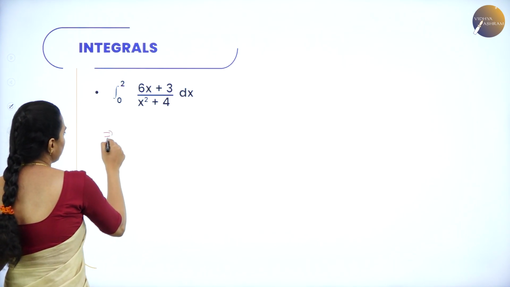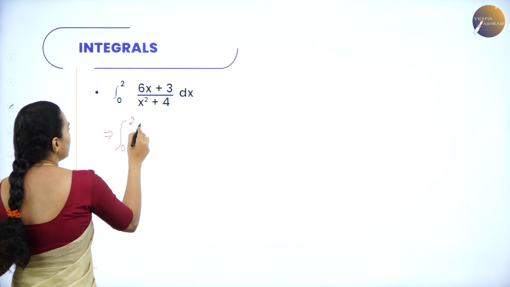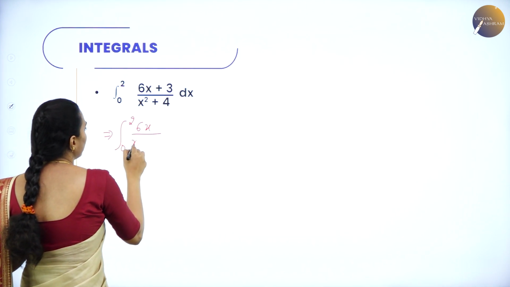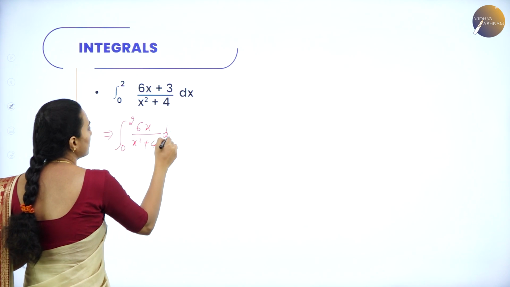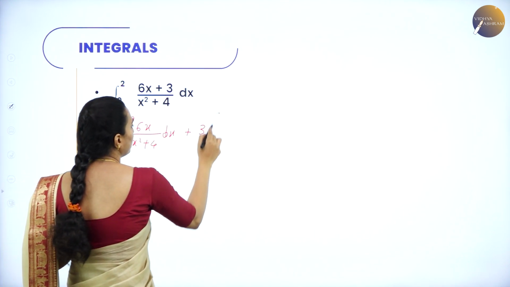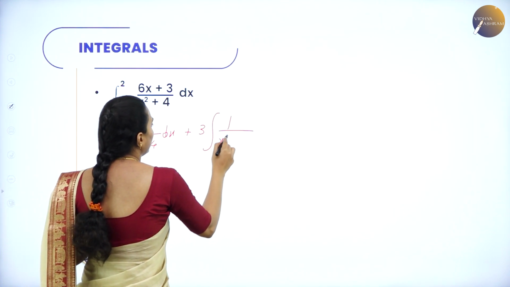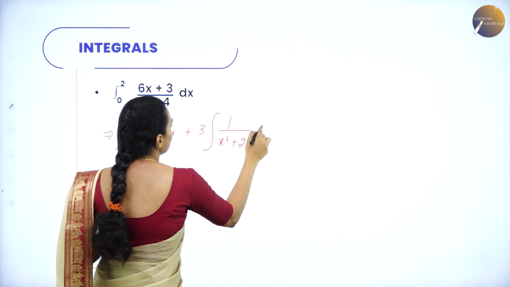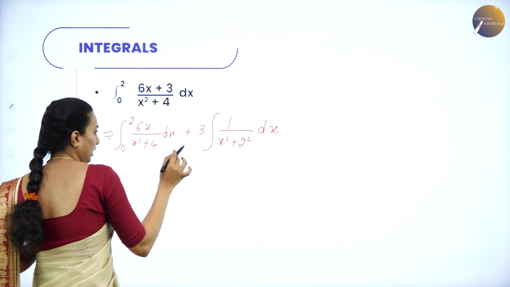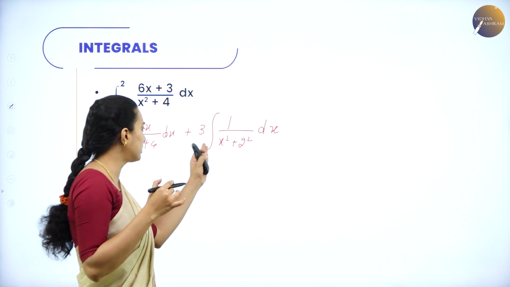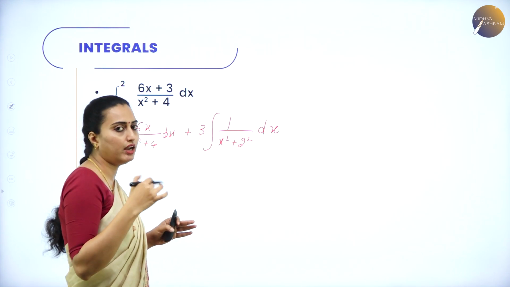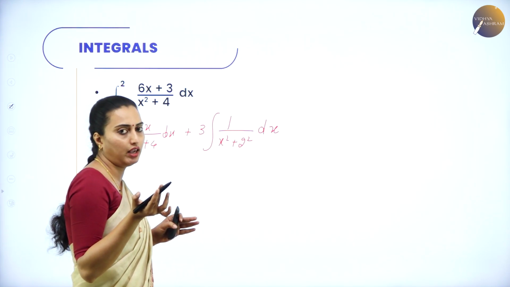Which implies integral 0 to 2 of 6x divided by x squared plus 4 dx, plus 3, a constant, I can remove outside. So 1 divided by x squared plus 4 can be written as 2 squared, dx. And you are getting why I have written that. It is in the form of x squared plus a squared, which is 1 by a into tan inverse of x by a, isn't it?